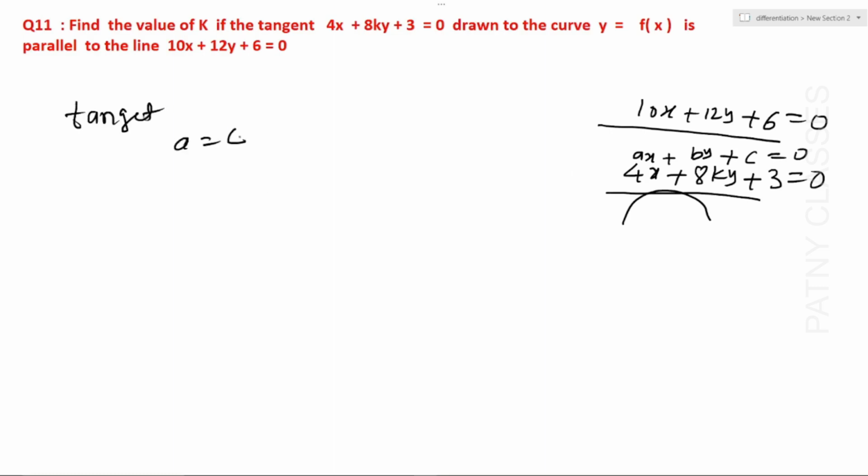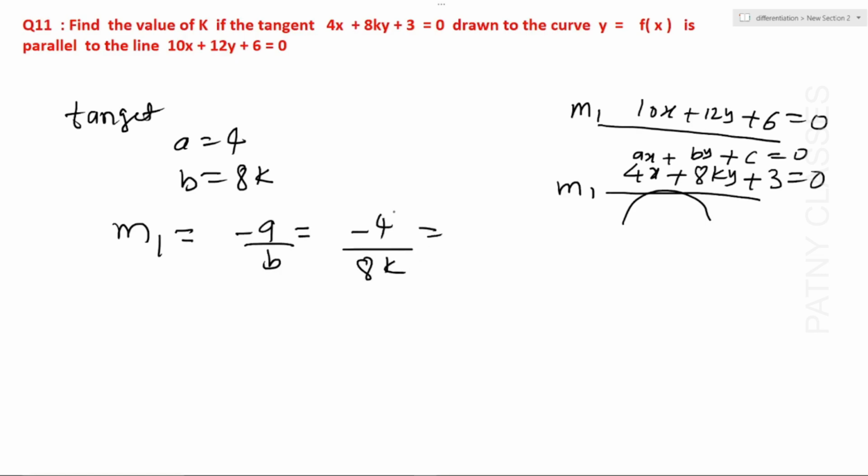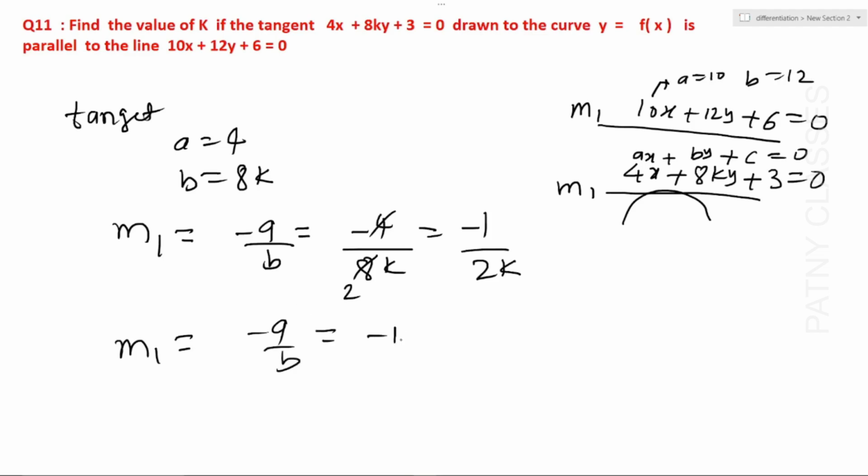For the tangent, a value is 4 and b value is 8k, and the slope of the tangent, let us say m1, and the slope of the parallel line is also m1, because both are parallel to each other. So m1 equals minus a upon b equals minus 4 upon 8k, so 4 1s are 4, 4 2s are 8, minus 1 upon 2k. Now in the case of the parallel line, m1 equals minus a upon b again. For the parallel line, a equals 10 and b equals 12. Putting the values here, minus 10 upon 12 equals minus 5 by 6.